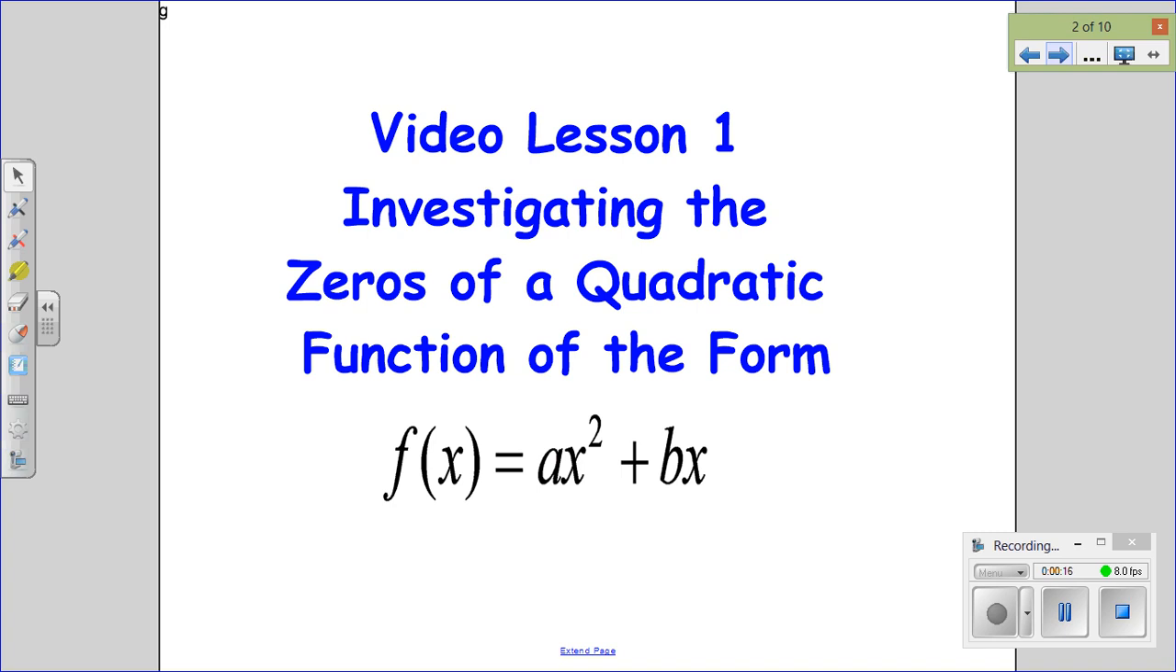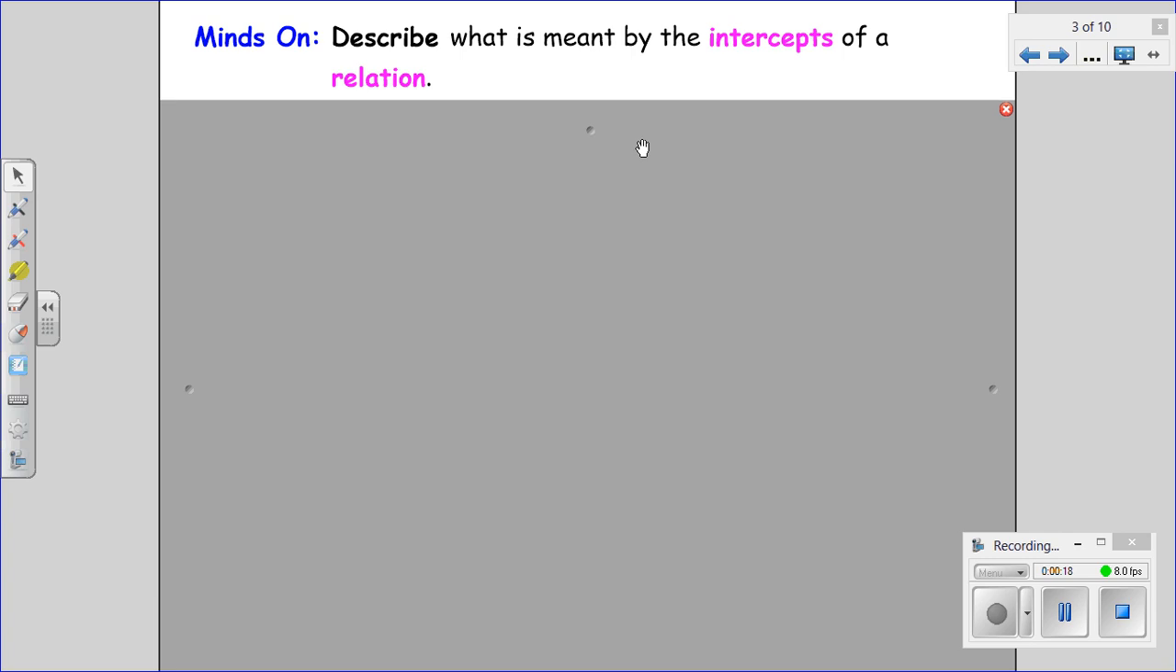squared plus bx. First thing we need to think about is what we mean by the intercepts of a relation. You can pause the video right now if you want and take a minute and think about what intercepts are. When you're done, unpause the video and we'll talk about it.